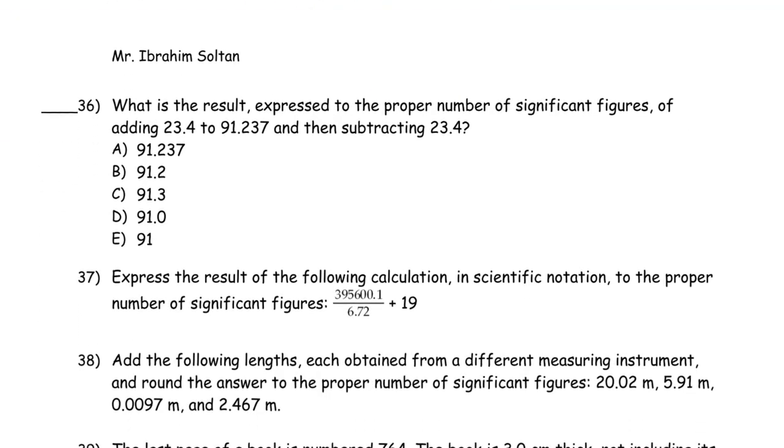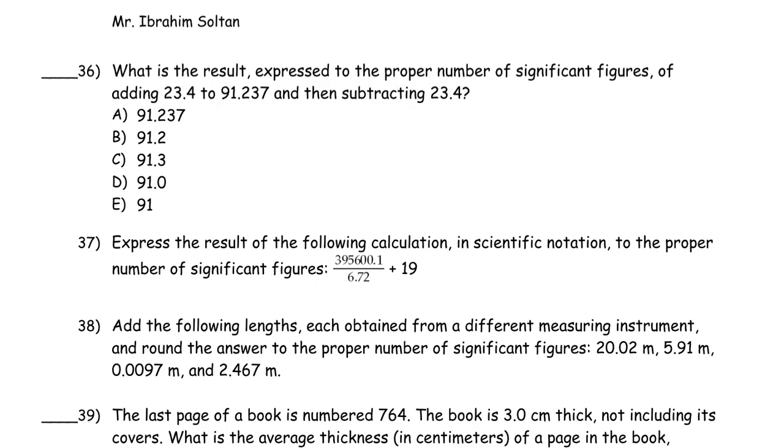Let's move to 36. What is the result, expressed in the proper number of significant figures, of adding these 2 numbers and then subtracting? Let's make the addition first. As you see, we have here 1 decimal place. We have 3 decimal places. So the answer here for 23.4 plus 91.237 must have only 1 decimal place.